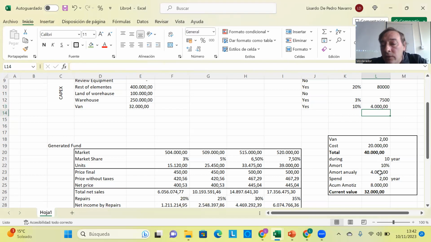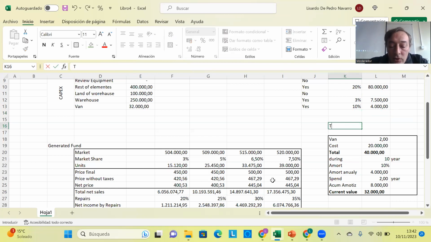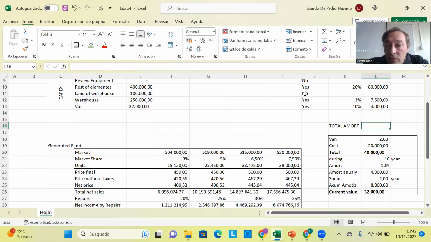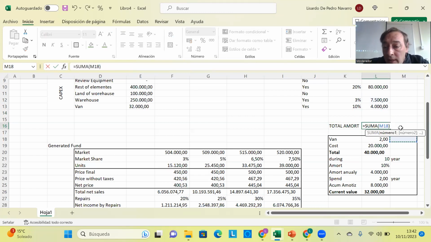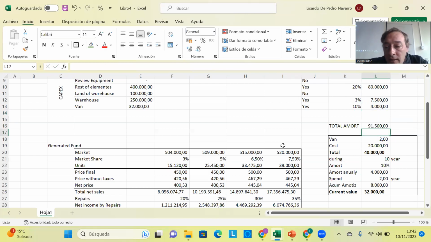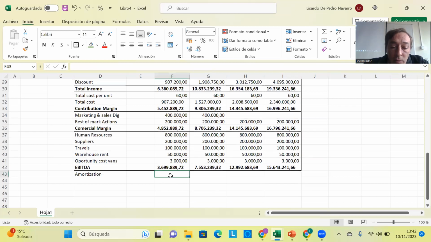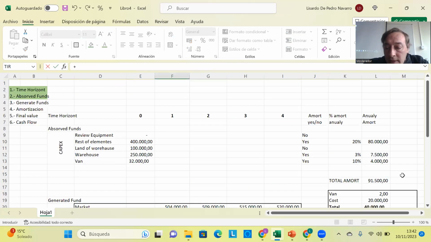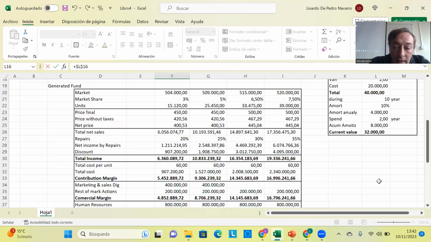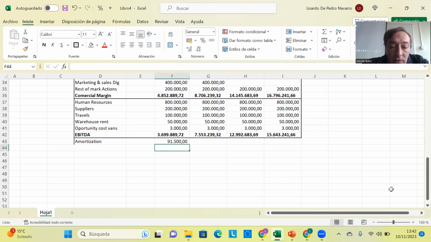So we can continue using the same value that we have been using from the beginning, when we buy the bonds. Total amortization is going to be the sum of the three elements that we have in the accounting. So now we are going to lock this cell, because it's going to be the same for the next years.